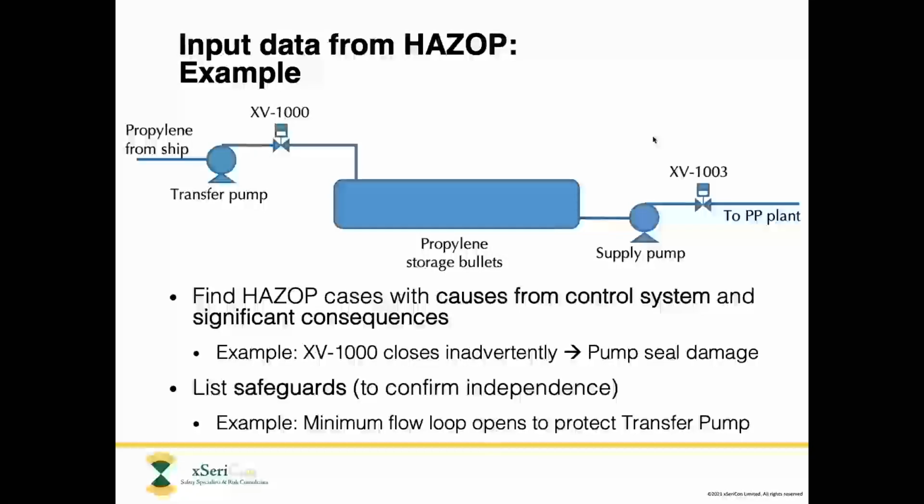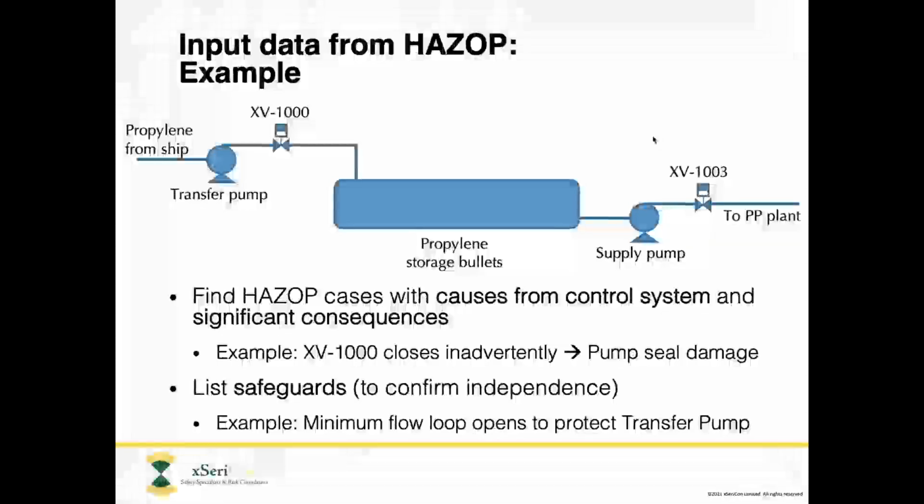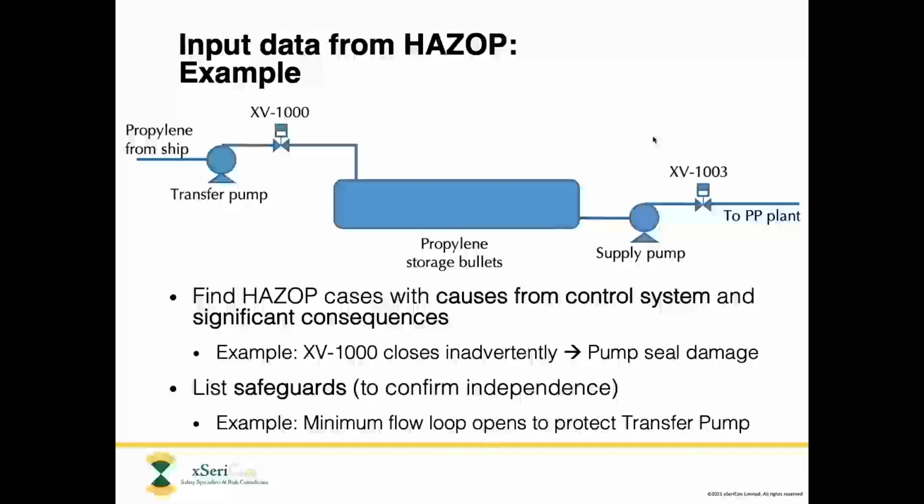So what information do we need to extract from the HAZOP report? What we need to do is to go through it to find all of the cases in HAZOP, which are usually listed as causes in the worksheet, where the root cause could be an upset in the control system, and where the ultimate consequence is some kind of significant upset leading to significant harm.